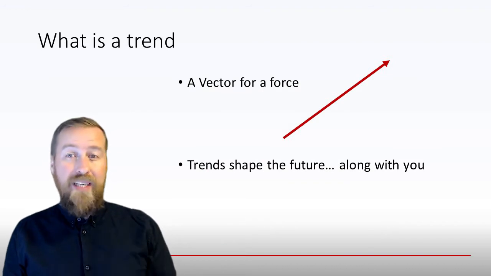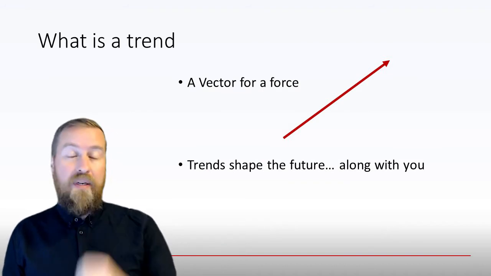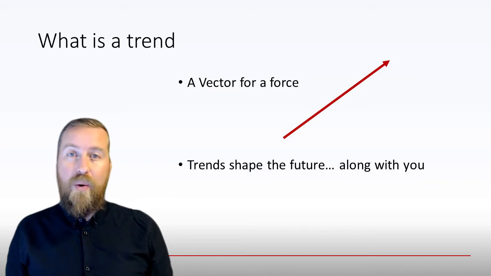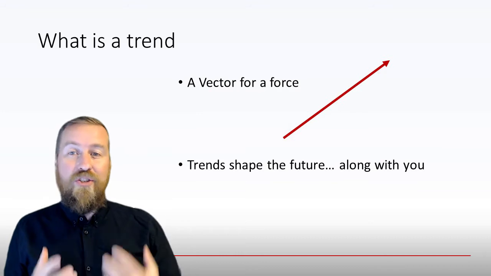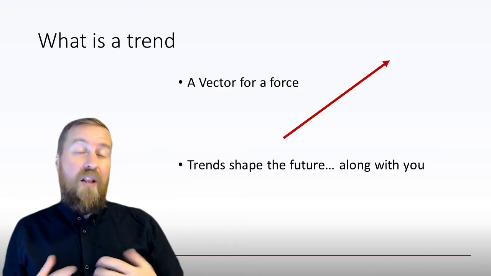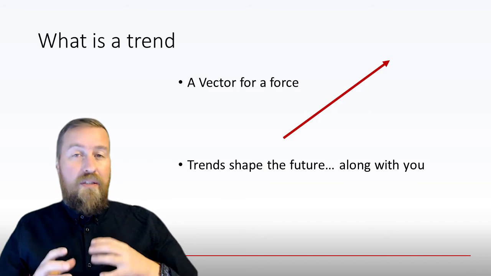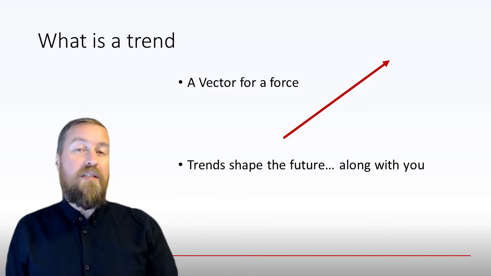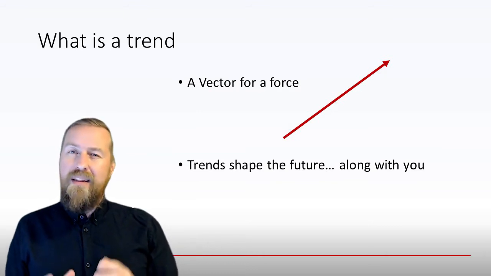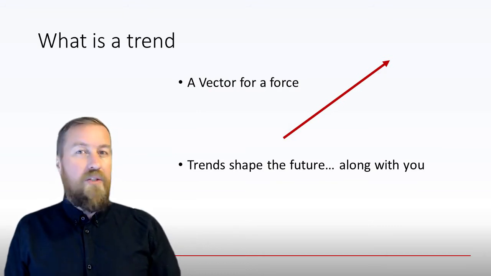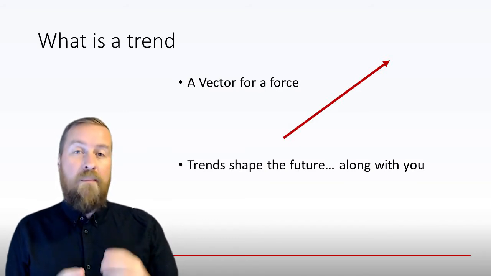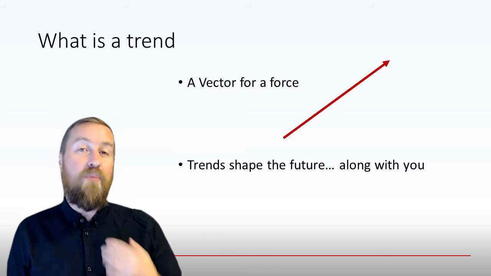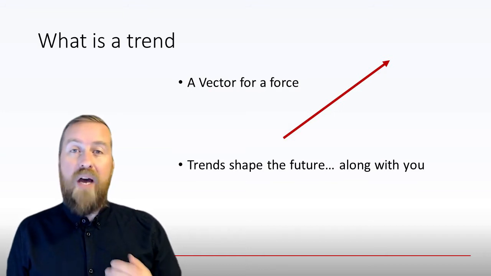Well, a trend is a vector, so some direction things are going, and a force. So things that shape the future along with you. So you have to identify some things which are moving, something which is trending. That's not always easy to do because you pinpoint things you think that they are interesting, but you need to have something moving in a direction in order to have a trend.